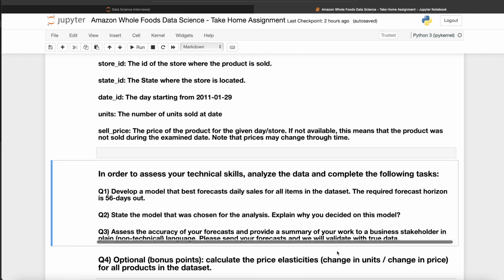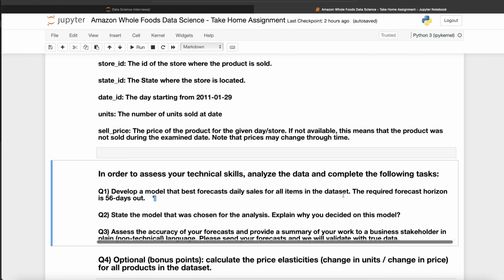So the email mentioned that in order to assess your technical skills, you need to analyze the 2 data sets, calendar.csv and sales.txt, and answer these various questions, right? So the first question was to develop a model that best forecasts daily sales for all items in the data set. So basically you need to do a forecast of all the different items that were sold, for the next 56 days out, right?